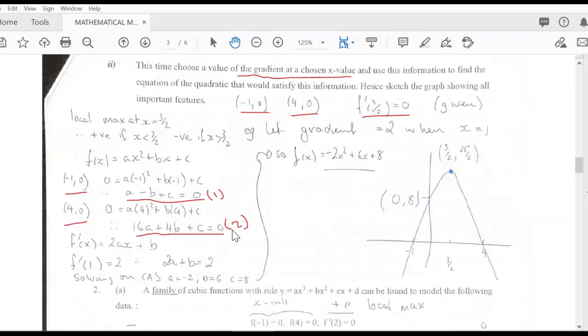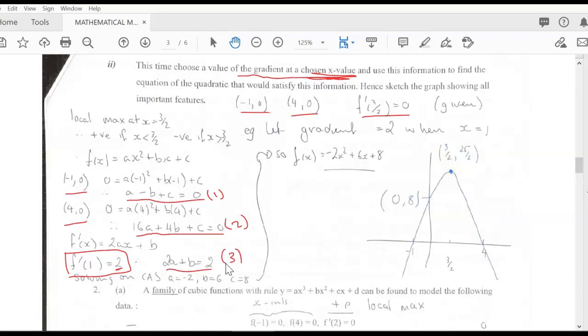Okay, so 2ax plus b. And the derivative at x equals 1 is 2. Oh, okay. So what I think has happened here, sorry, I'm a little bit lost. So it said choose a value of x. So you can choose whatever you like. In this example, it's just chosen x equals 1. So when x equals 1, your gradient is 2. So this is our third equation.